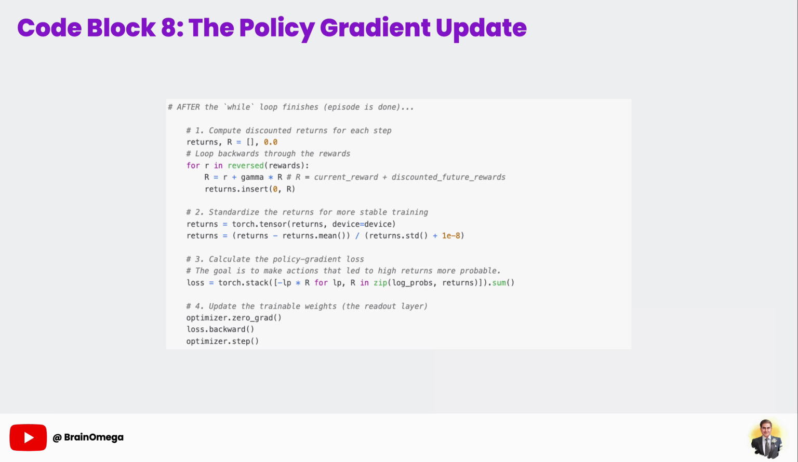Finally, we perform our standard PyTorch optimization. We zero the gradients, backpropagate our loss, and step the optimizer. This sends the learning signal back and updates the only trainable part of our model, the readout layer.